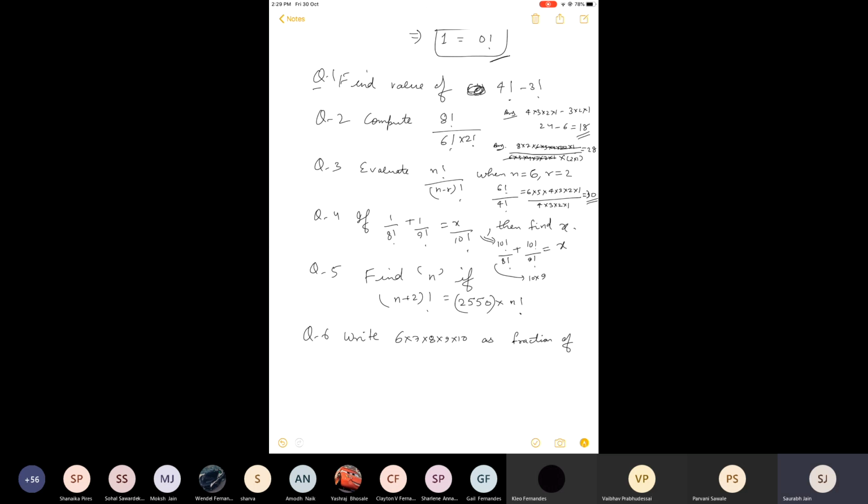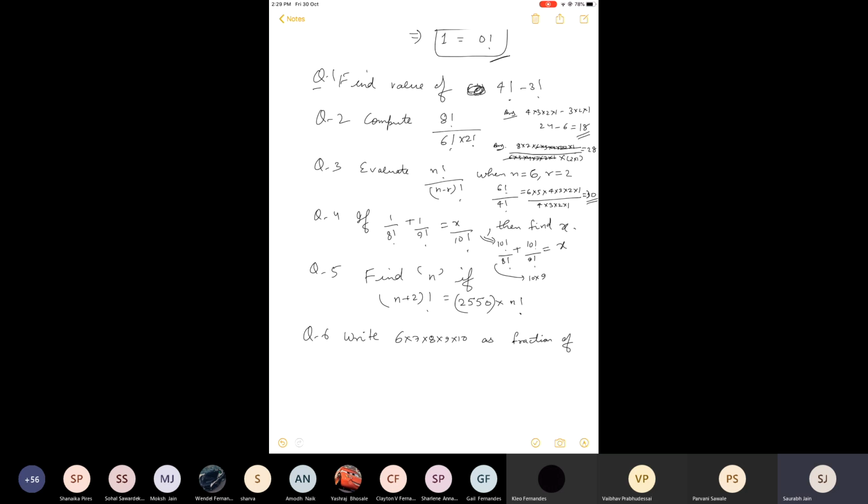Only those terms will remain which are not present in the denominator. See, why have I written 10 into 9? Because after that, what is there in the numerator? 8 into 7 into so on to 1, and the same is there in the denominator. It will be cancelled. So why waste time writing all that? Which I have done in the previous 2-3 questions. But now I'm directly writing the result.